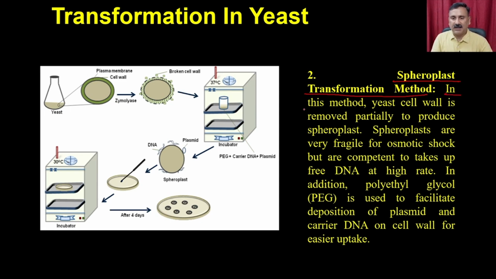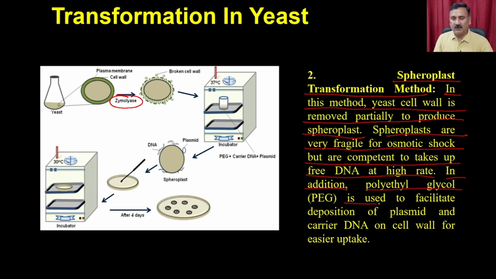In this method, the yeast cell wall is removed partially to produce the spheroplast, and that you are going to do with the help of the enzyme which is called zymolyase. Spheroplasts are very fragile to osmotic shock but are competent to take up the free DNA at a very high rate. In addition, the polyethylene glycol PEG is used to facilitate the deposition of the plasmid and the carrier DNA on the cell wall for the easier uptake. So, how are you going to perform the transformation of the yeast with the help of the spheroplast transformation method?